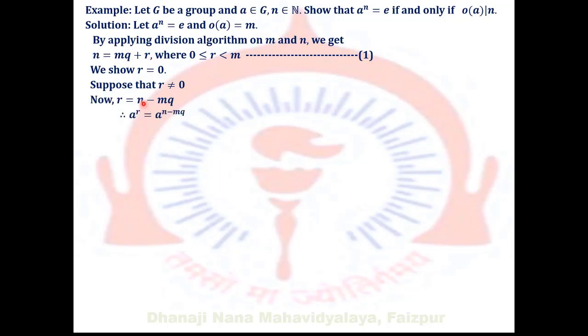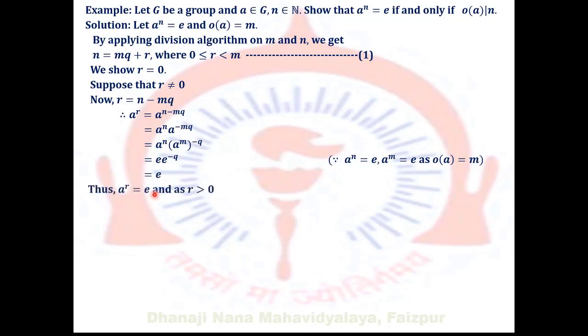Now r is equal to n minus m into q. From that we have a raised to r is equal to a raised to n minus mq, that is equal to a raised to n into a raised to minus mq, or equal to a raised to n into a raised to m raised to minus q. But here we have a raised to n is equal to identity and order of a is equal to m. So we have a raised to m is also equal to identity. So this is equal to e into e raised to minus q, because a raised to n is equal to e and a raised to m is equal to e, as order of a is equal to m. So the right hand side is equal to e. So here a raised to r is equal to e.